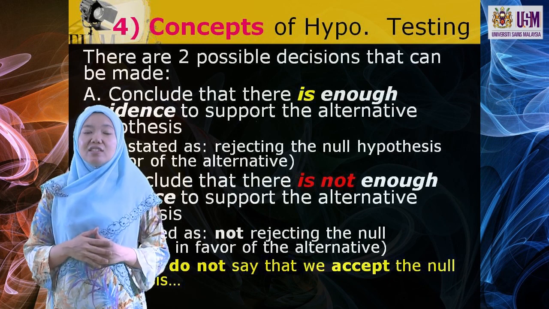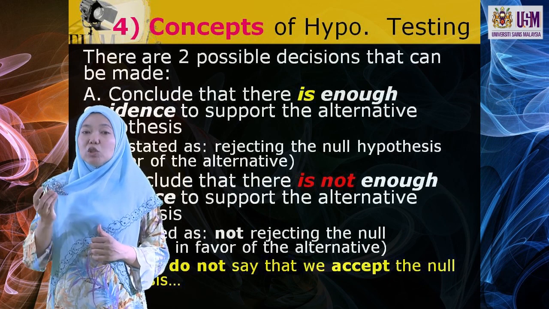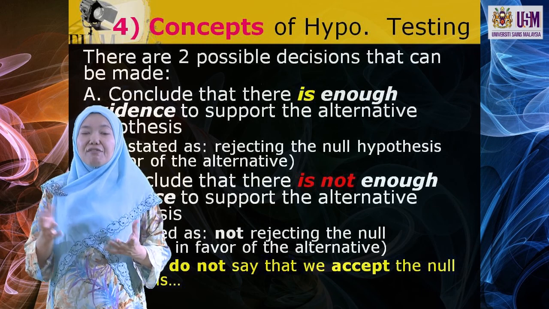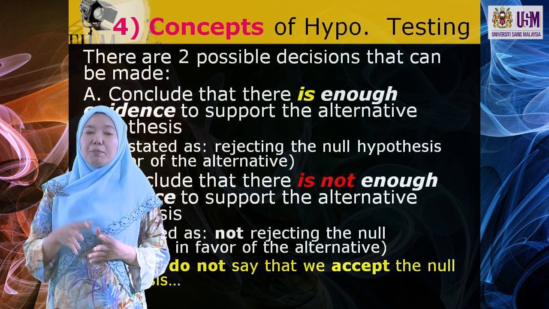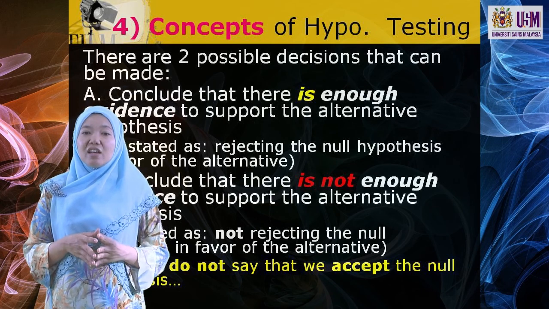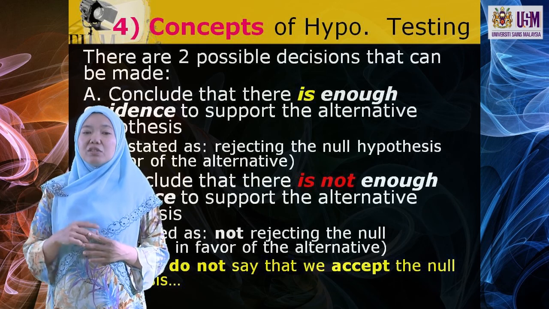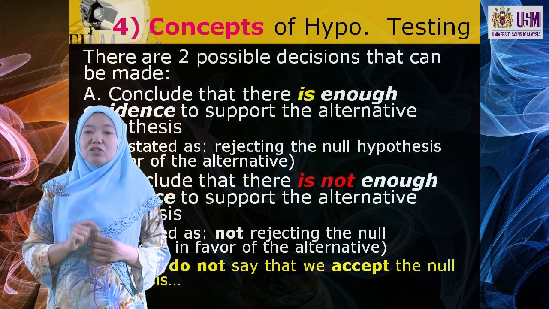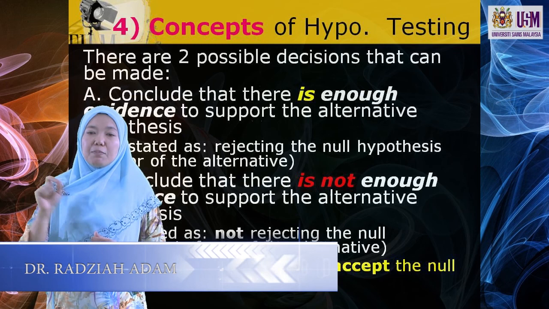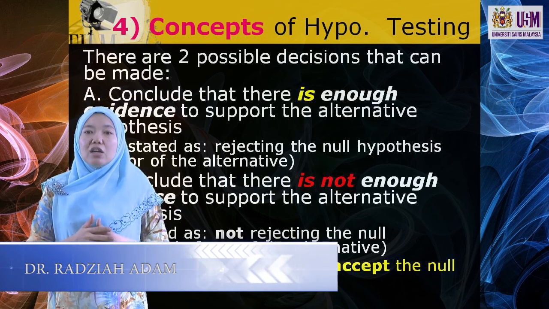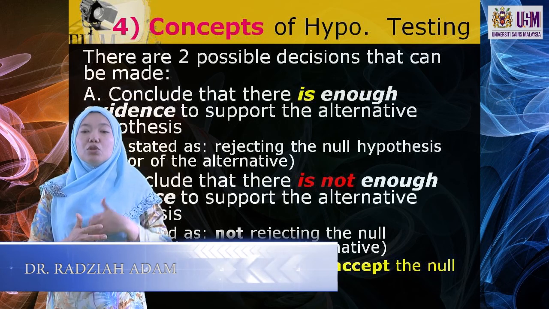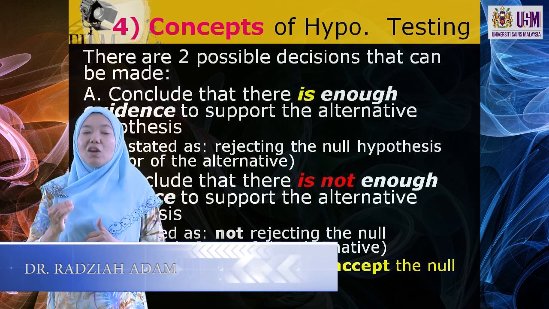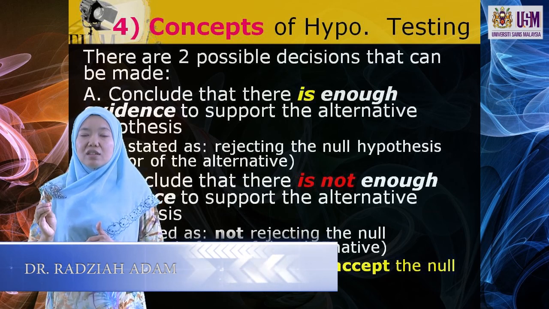On the other hand, it's also possible that you conclude there is not enough evidence to support the alternative hypothesis. What you are saying is that you are not rejecting the null hypothesis in favor of the alternative hypothesis. Do take note, we are never going to say that we accept the null hypothesis. It's always either you have enough evidence or you do not have enough evidence to support the alternative hypothesis.